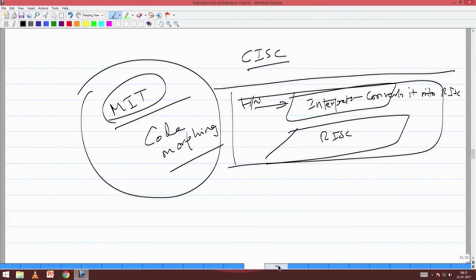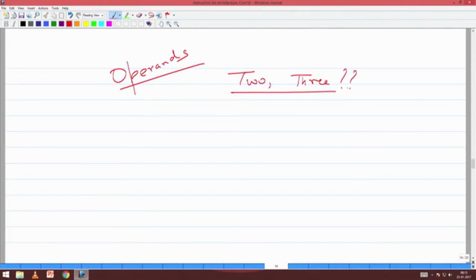The next discussion would be on the operands. How many operands? Should I have 2? Should I have 3? These are all questions, right? So why should I have 3? Why should I have 2? What are the decisions? Can you give me some reasons for why I should have 3 operands?